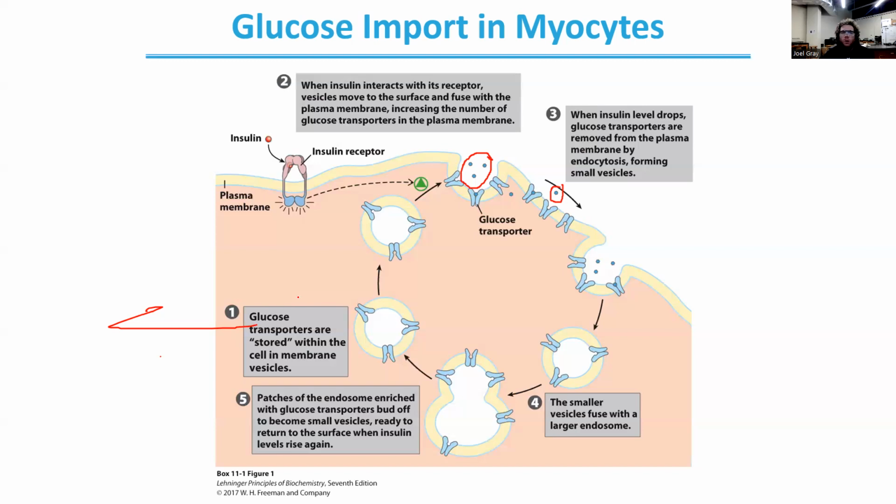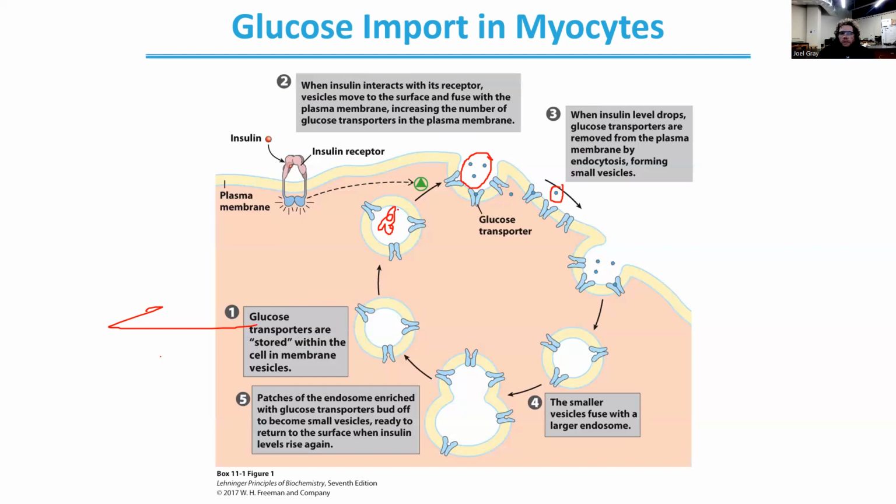Notice how these are open, and this is kind of strange, but I'm going to draw as an example this vesicle right here. On the interior of this vesicle is the same thing as what's on the outside of the cell. So all of your glucose transporters are open to the interior of that vesicle.